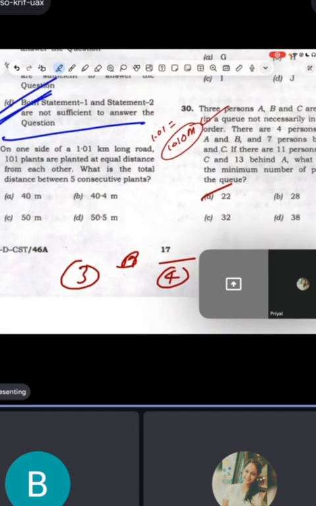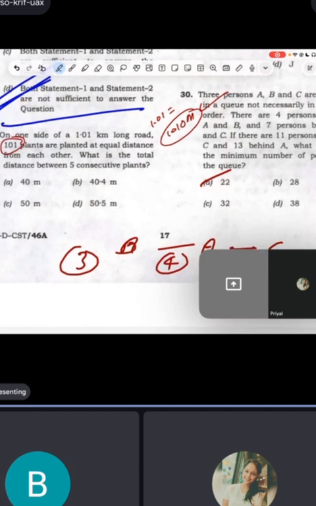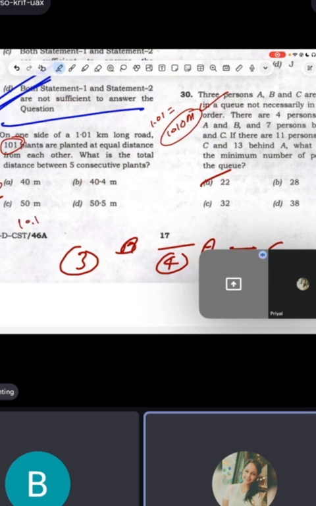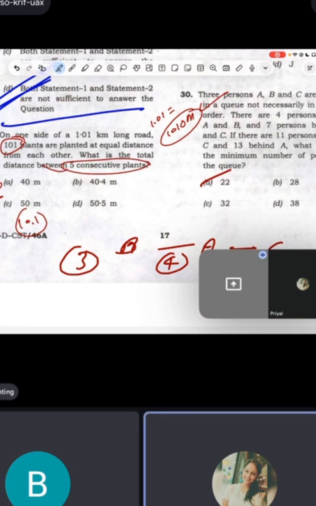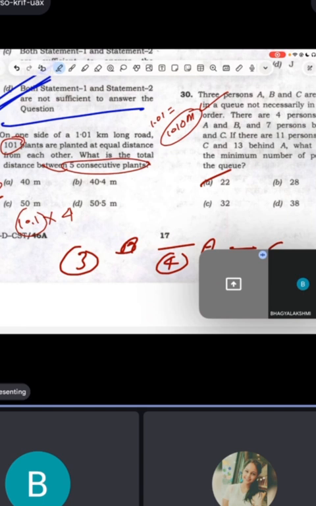So guys, here you will take 100 gaps into account, not 101 plants, out of this distance. So the answer will be what? 1010 divided by 100, that is 10.1. Now five consecutive plants, they are asking the distance. Five consecutive plants means four gaps. Four gaps. So the answer will be 4 times 10.1.